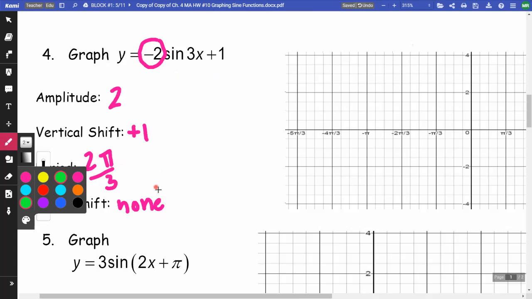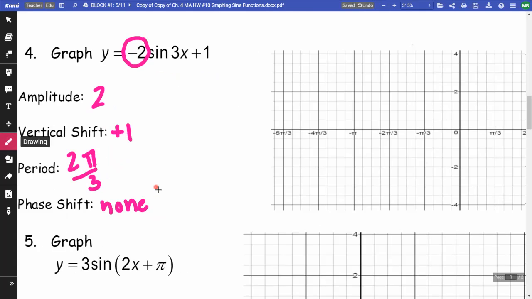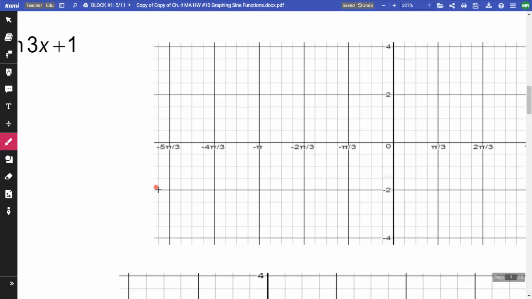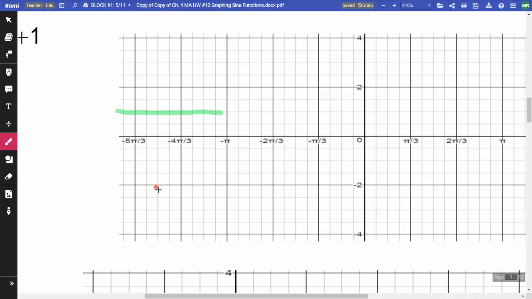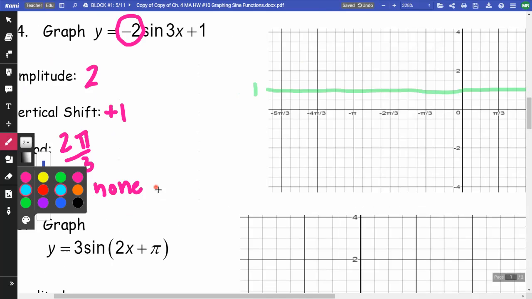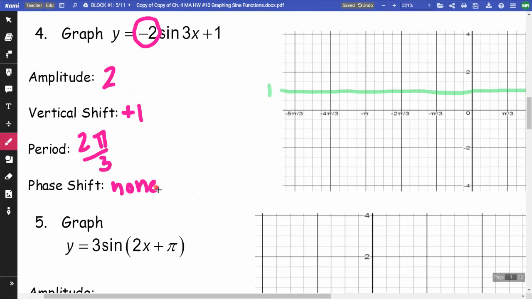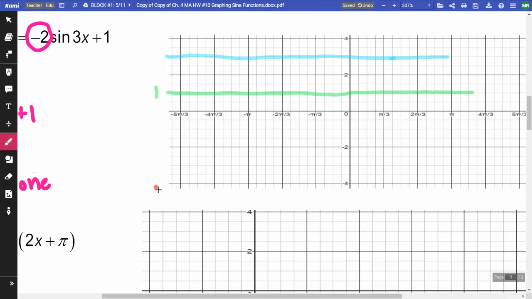So let me get my vertical shift in here. So my vertical shift is going to be +1. I'm just going to move this for a second. So +1. Okay, and I'm just going to write that that's 1. My amplitude is 2, so I'm going to be going 2 above that. So I'm going to be going up to 3. So that's up at 3, 2 above that. I'm going 2 below, so that's again going to be -1.